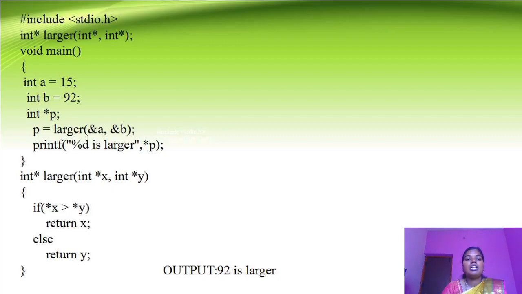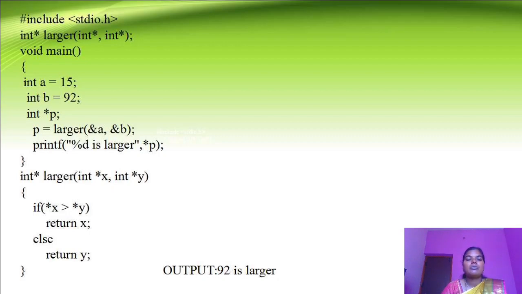Now I will write the definition for this larger function, int *larger(int *x, int *y). Here *x and *y, these are the pointer arguments to the function larger. So here I need to compare whether x is greater than or equal to y or not. So for that I use an if statement. If *x is greater than *y, then return x, else return y.